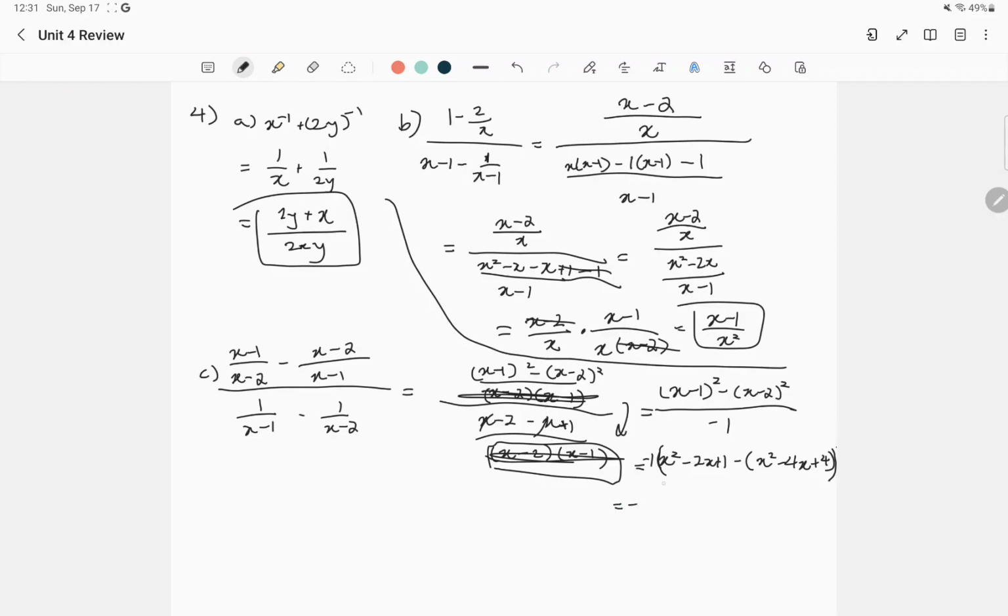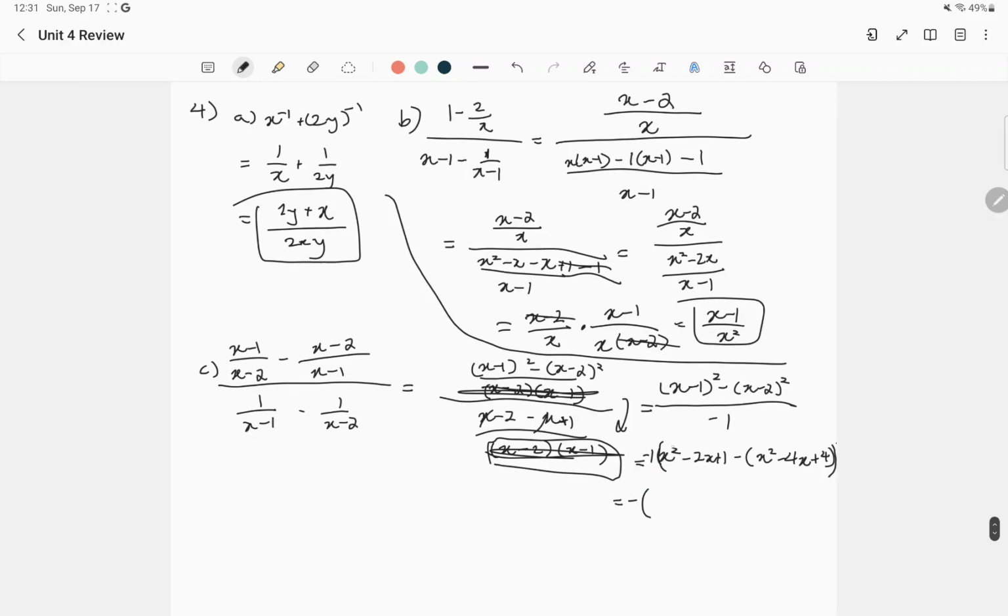So if we do the inside first, we have negative, these are going to cancel. This is going to become a plus, and that is plus 4x, and then a minus 2x, so it's going to be plus 2x. This is going to be minus 4 and a plus 1, so it's going to be minus 3, which ends up being negative 2x plus 3. So yeah, this whole giant expression up here simplifies down to a very simple monomial, which is really nice.